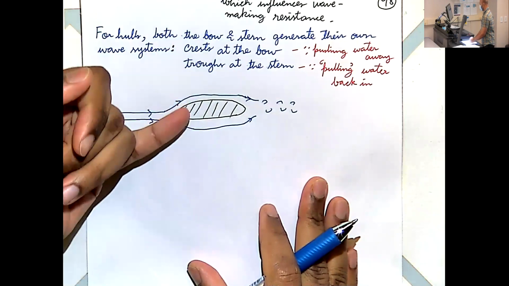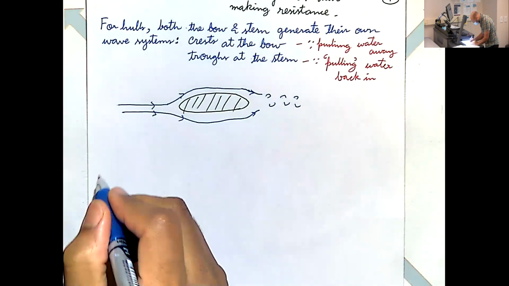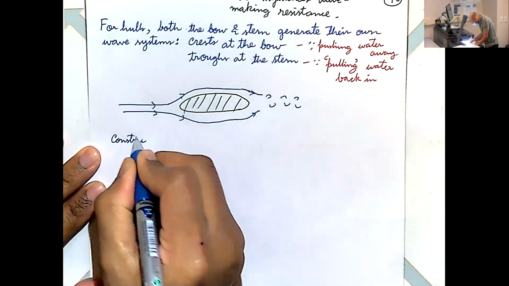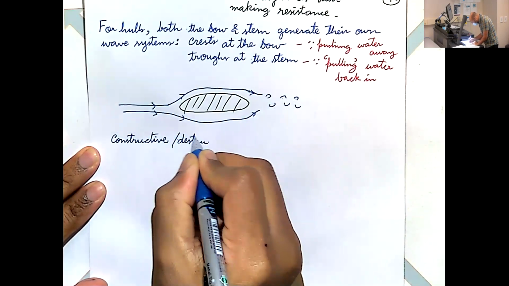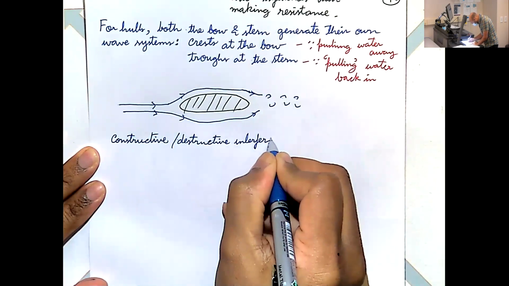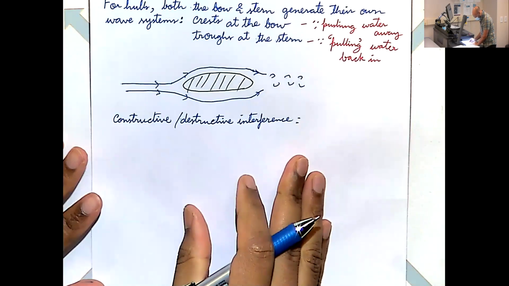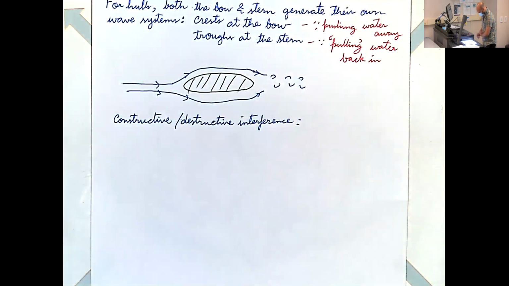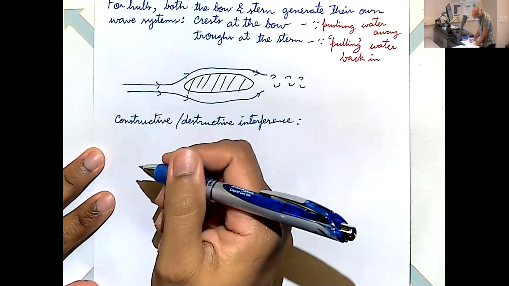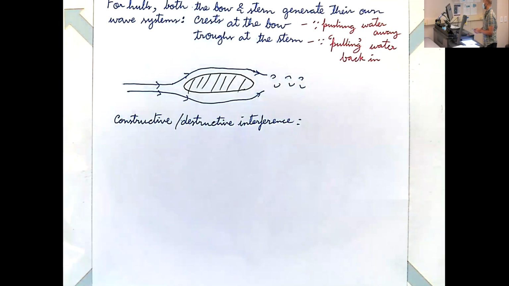And when these crests and troughs combine, you get constructive or destructive interference. Does this make sense? I told you that the bow always creates a crest and the stern always creates a trough. So it should always be a crest and a trough combining, so it's a destructive interference. So why am I talking about this? There can be different scenarios.